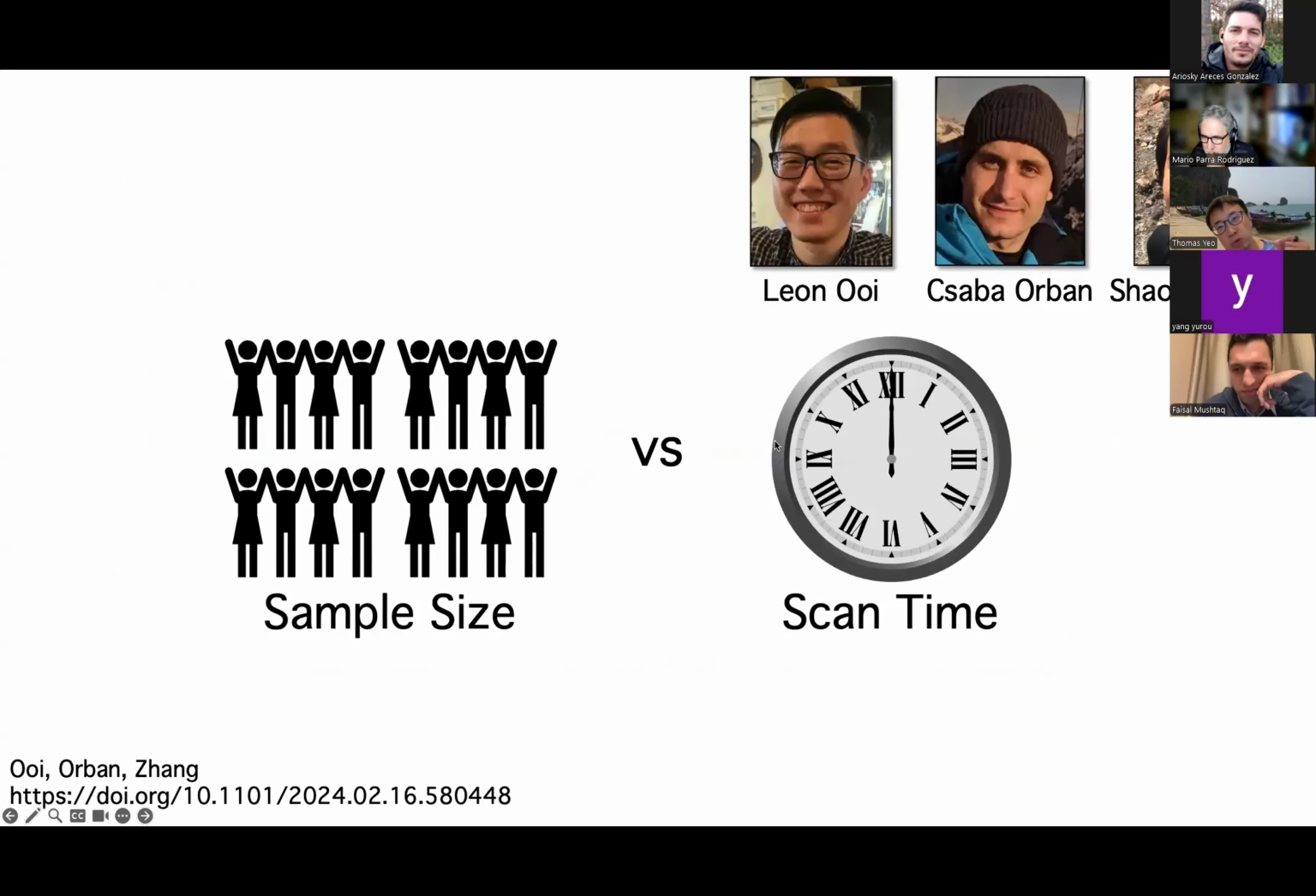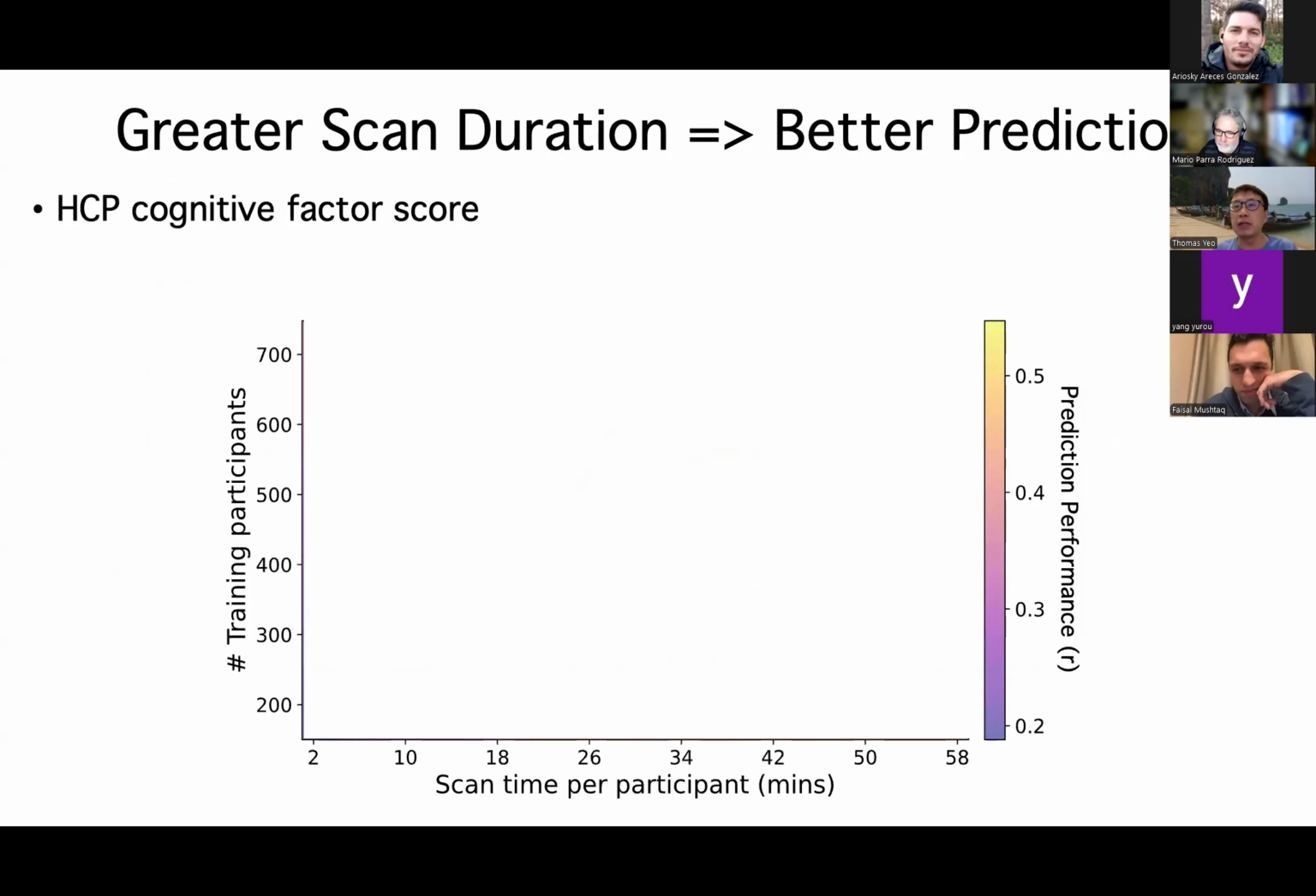But we still do not know what is more important, sample size or scan duration. So this is work done by Leon, Shaba, and Shaoshi from my group. You can check out our preprint here. So let's start by looking at the cognitive factor score in the Human Connectome Project. Brighter color means better prediction accuracy. The x-axis is the scan duration for each participant, and the y-axis is the number of participants. For a fixed scan duration, so let's say 34 minutes, the prediction performance increases with more participants. This is consistent with the UK Biobank results I've shown you.